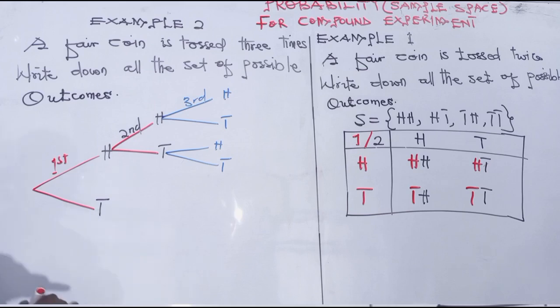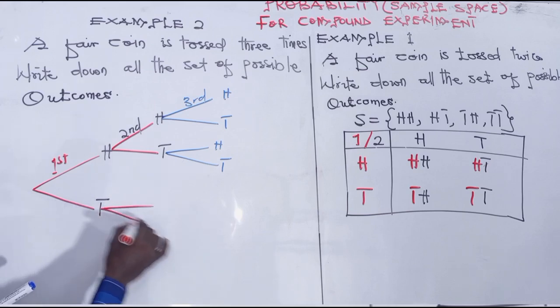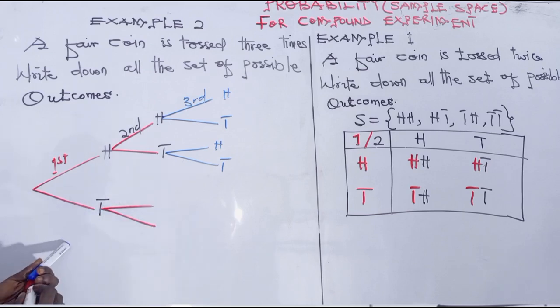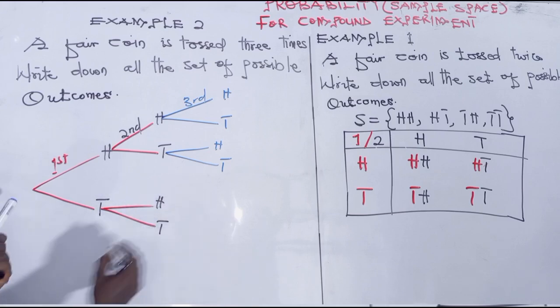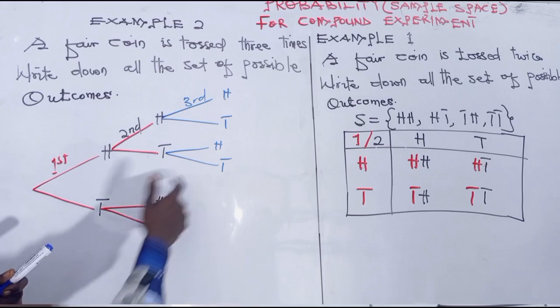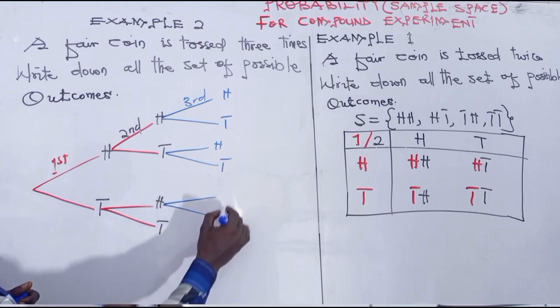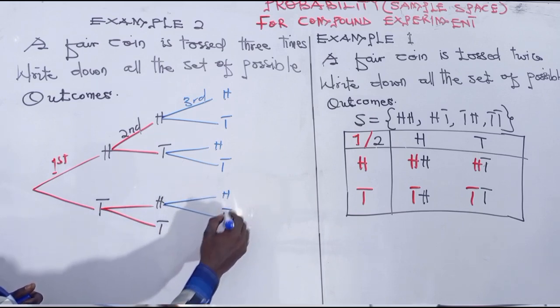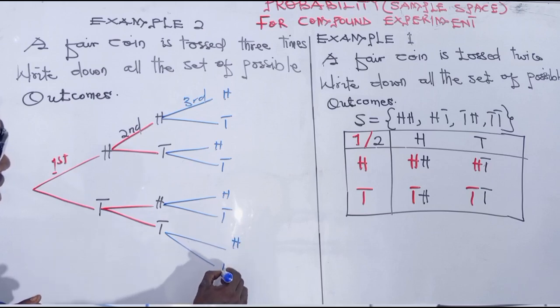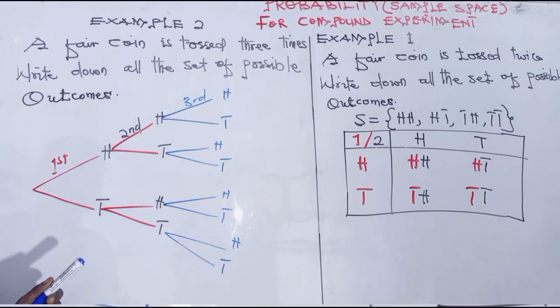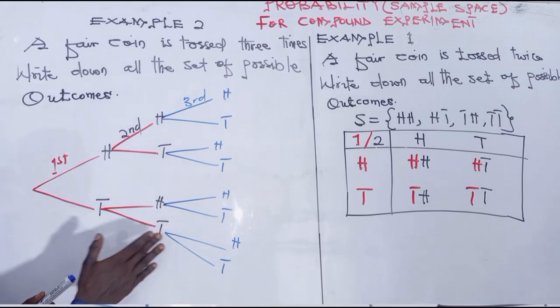So we move on to the tail side. On the second toss, we are going to have what? A head and then a tail. On the third toss, we are going to have what? A head and then a tail. So let's look at how we can read this from the diagram.